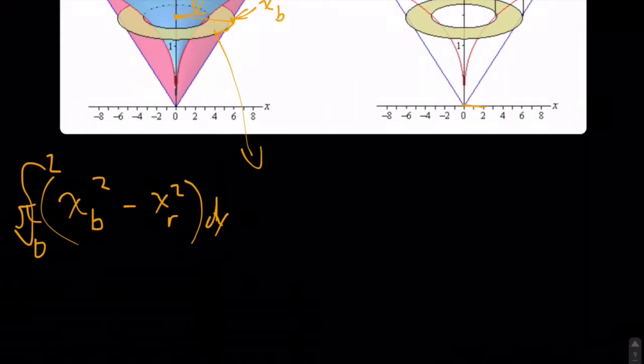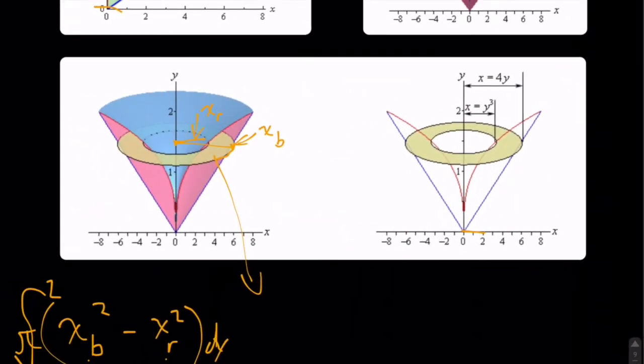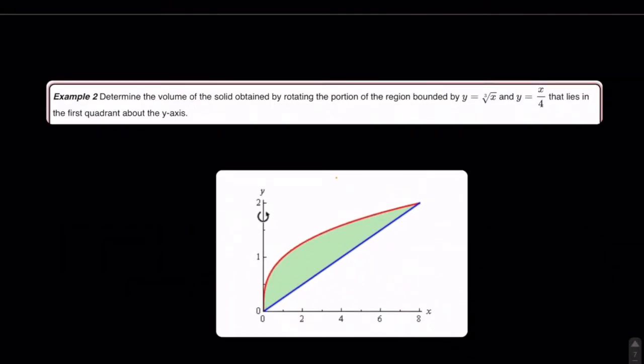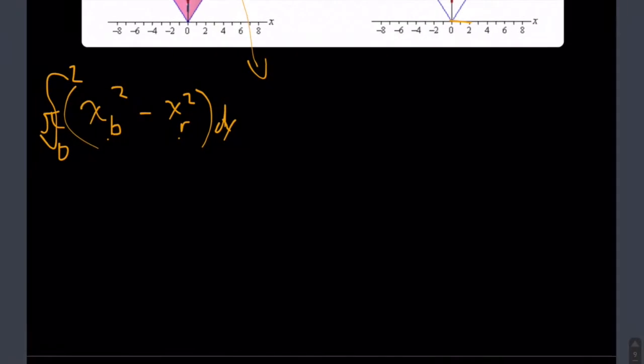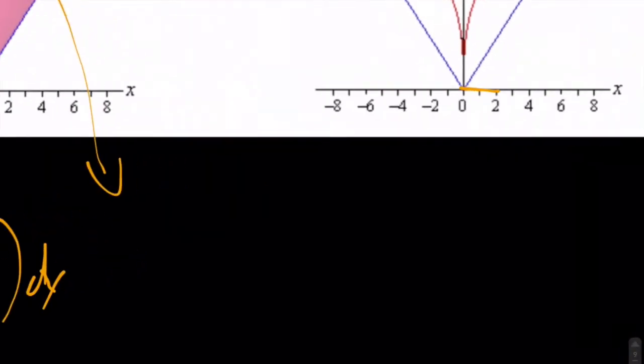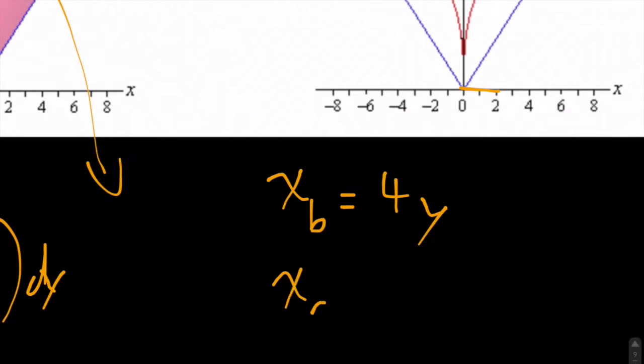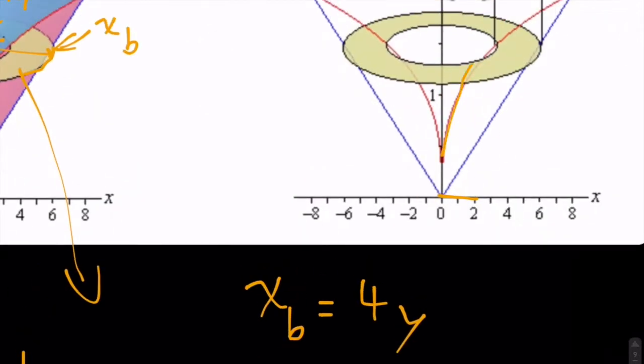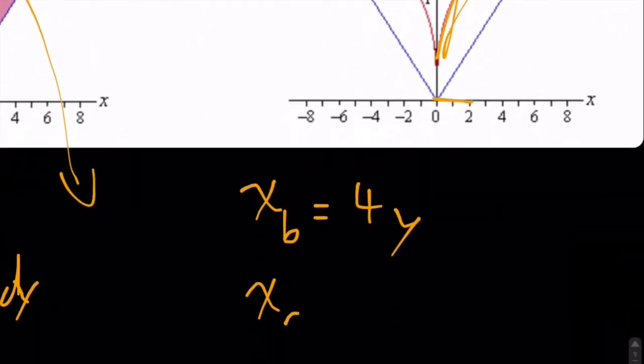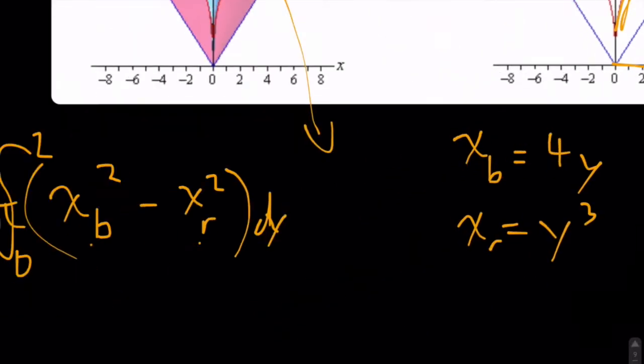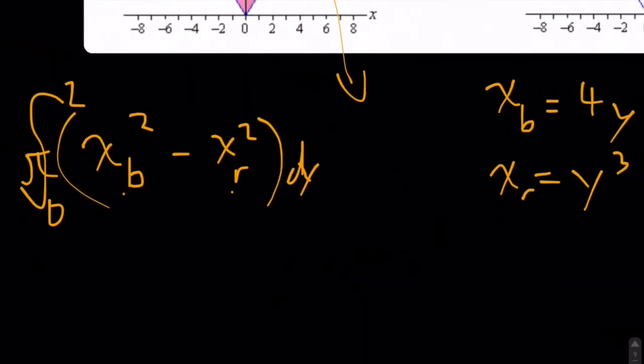In order to do this, we're going to need to find x of b and x of r in terms of y. We did this in the last part: x of b, the outer function, is the linear line, x equals 4y. So x of b equals 4y. And x of r, the inner function, the cubic function in terms of y, equals y cubed. Now we have all the pieces and we can put it all together.